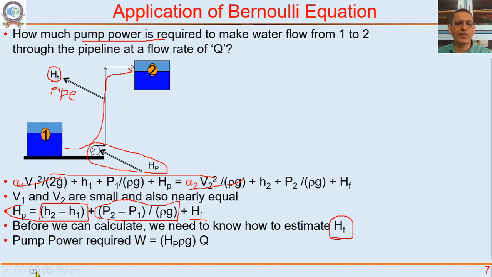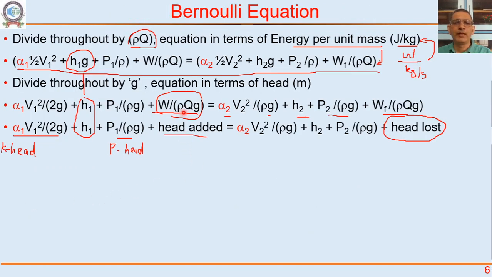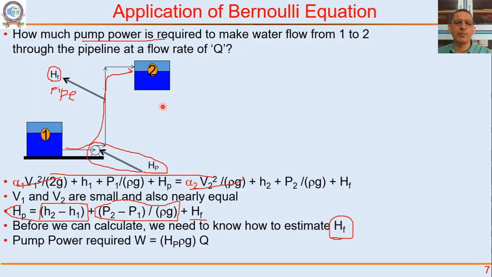And once we calculate h_P, what is the power required? Go back. Where has h_P come from? It has come from here. W by rho g Q is h_P. So W, power added by the pump, power required by the pump, is h_P multiplied by rho g Q. And I can even think of it as h_P into rho g multiplied by volumetric flow rate. The head added or energy added per unit volume multiplied by volumetric flow rate.